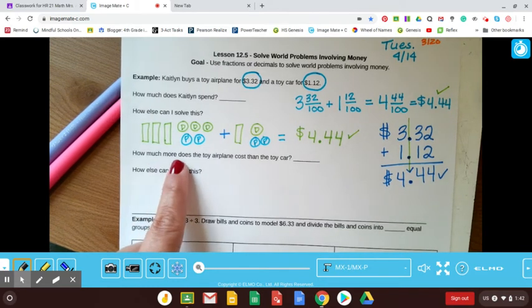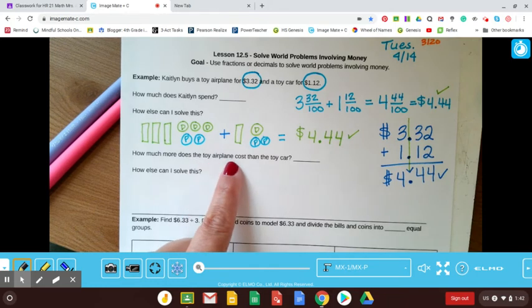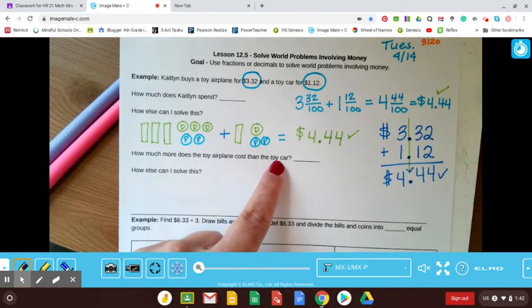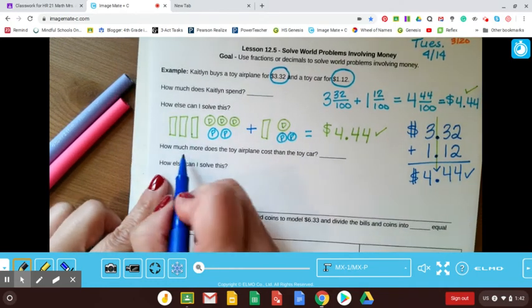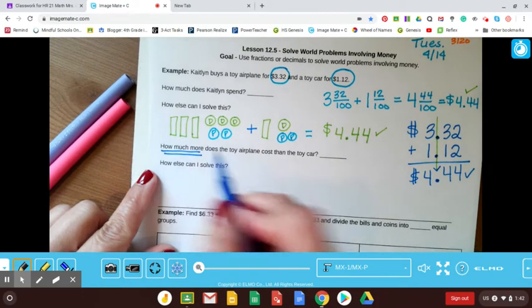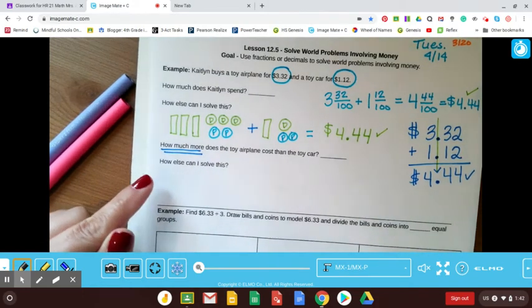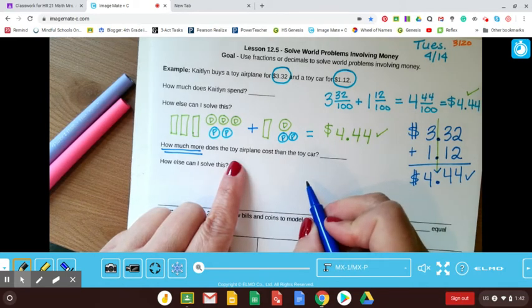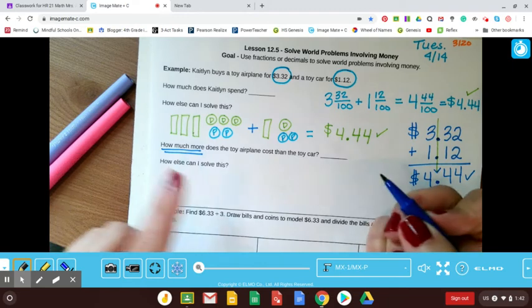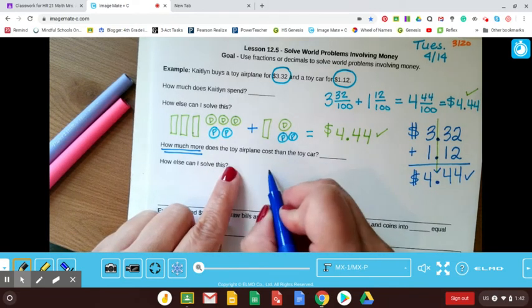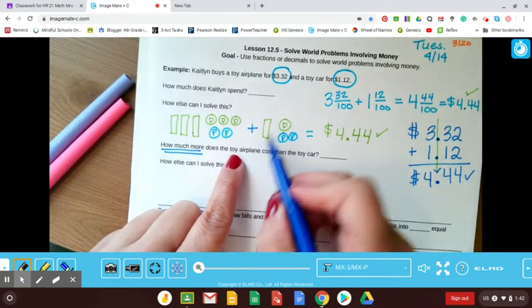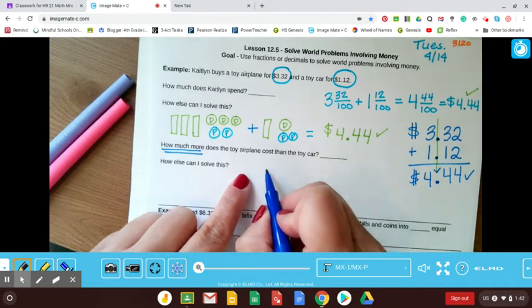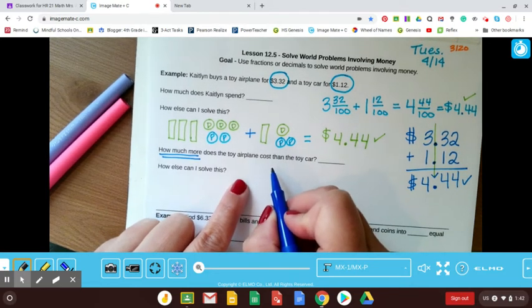It says, how much more does the toy airplane cost than the toy car? So whenever you see these keywords here, it typically indicates subtraction. So let's try it that way. Let's do it first as fractions, all right? So I want to take the toy airplane and I want to subtract that amount from the toy car.